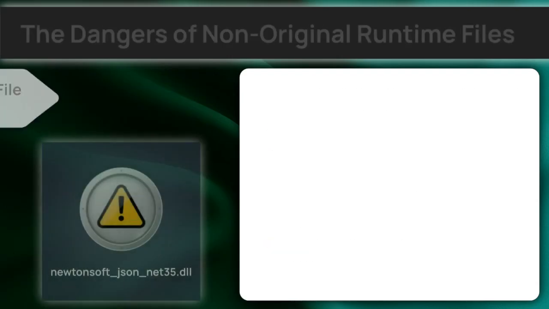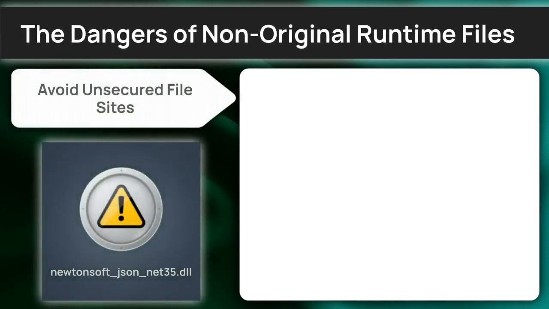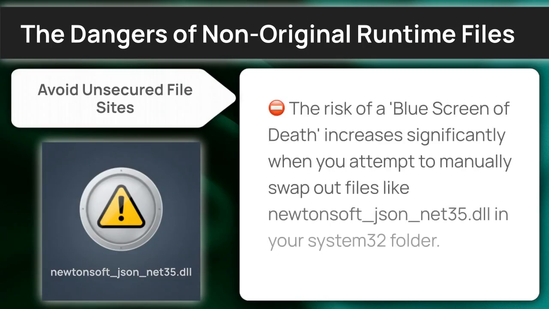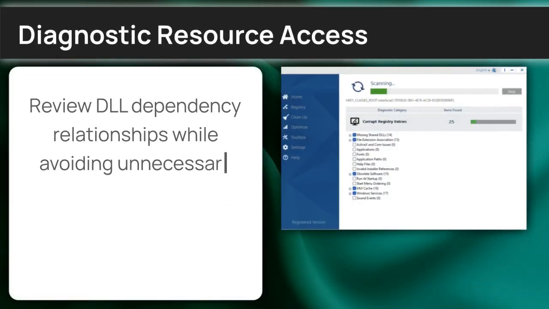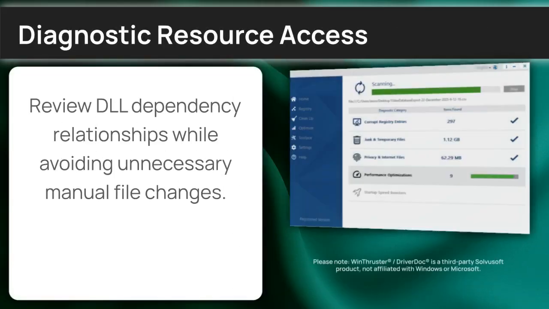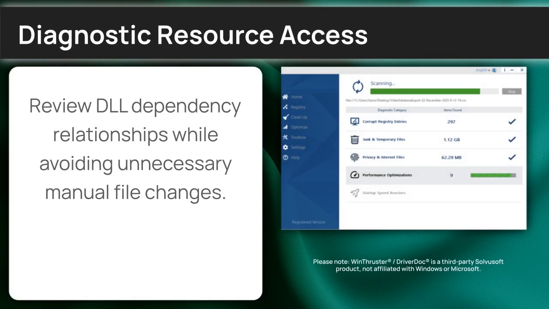While we've identified the fix, it's vital to discuss how to keep your environment secure from common threats. The statistical risk of a blue screen of death increases significantly when you attempt to manually swap out critical files like Newtonsoft.Json NET 35 DLL within your System32 or SysWOW64 folders. To reduce technical overhead while maintaining high security, here is a professional method for managing system-level file health.